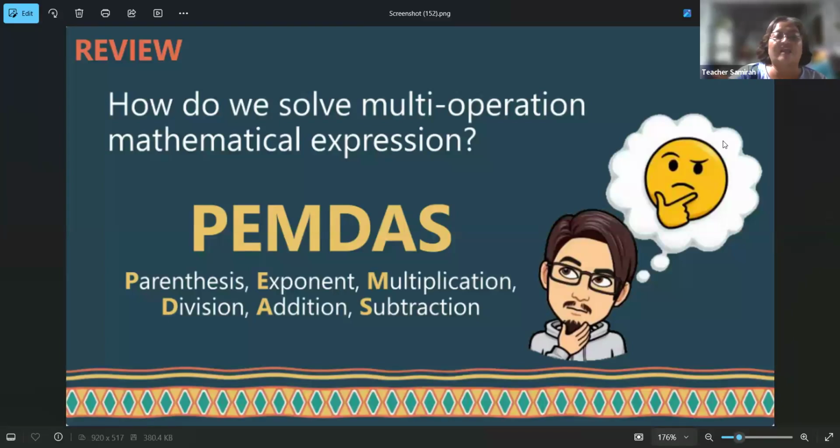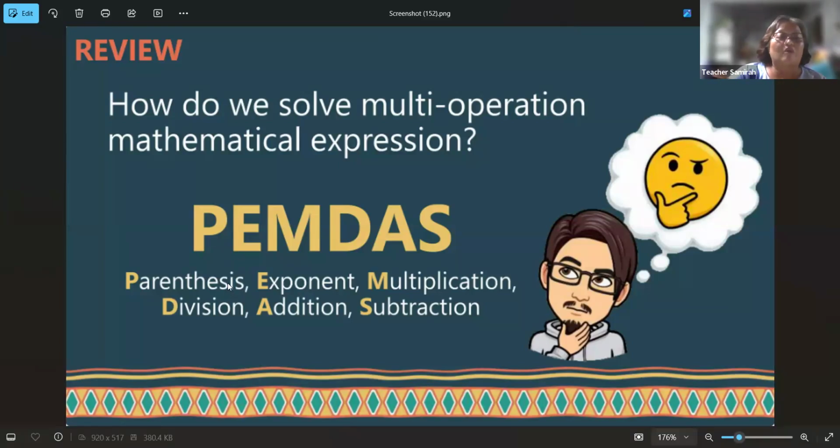PEMDAS. What is meant by PEMDAS? PEMDAS stands for parenthesis, exponent, multiplication, division, addition, and subtraction. Again, P for parenthesis, E for exponent, M for multiplication, D for division, A for addition, and S for subtraction. So that is PEMDAS.